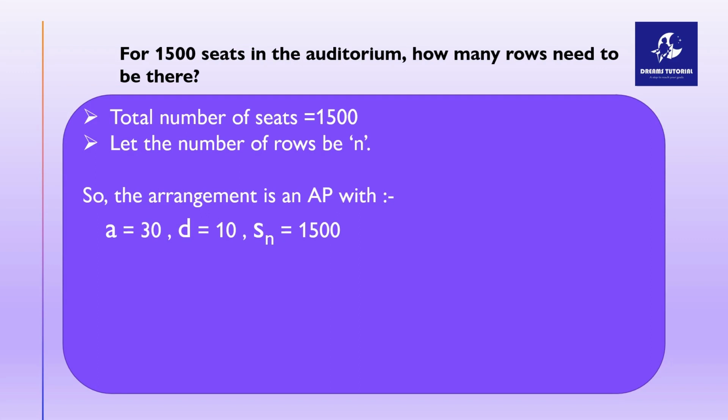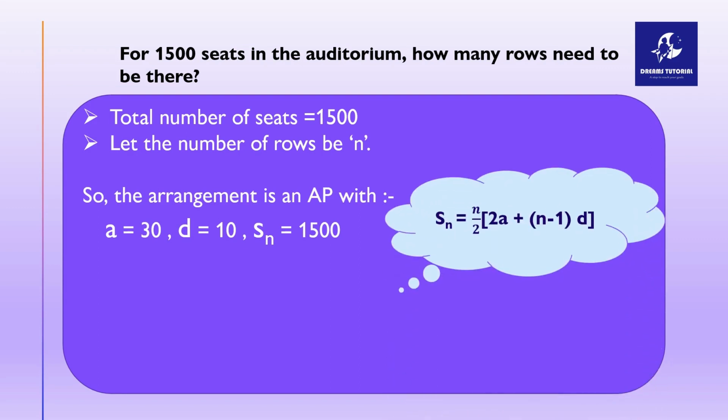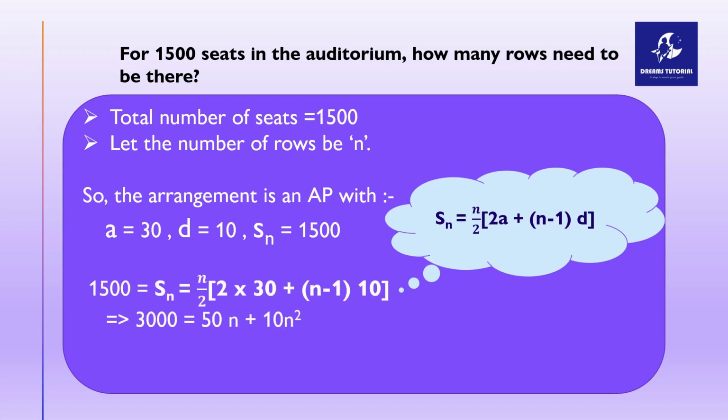So number of seats in total is 1500. So Sn is 1500 with a is equal to 30 and d is equal to 10. And what's the Sn formula? Sn is equal to n by 2 into 2a plus n minus 1 into d. You can also say Sn is equal to n by 2 into a plus last term when you know the last term. But we don't know the last term, so we'll use this formula. And substituting the values, we will be getting a quadratic equation. Do not panic. Let's solve this quadratic equation now.